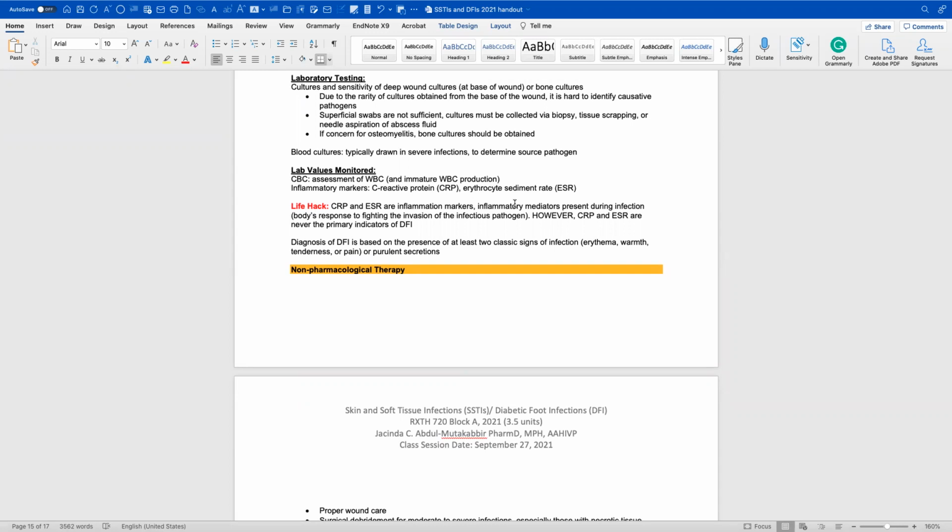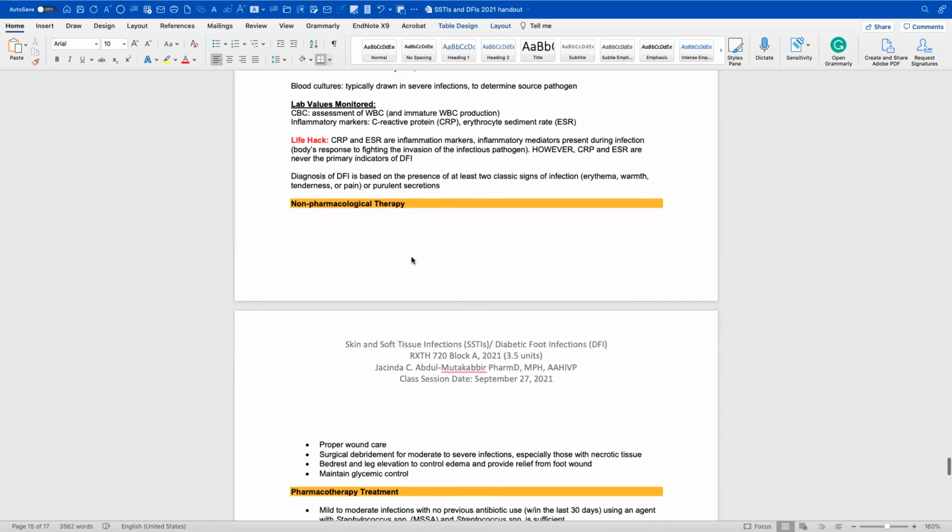So for lab values that we want to continue to monitor, we want to assess the white blood cells often. That is because the presentation of diabetic foot infections typically includes a very high white blood cell count, so you want to trend that and see if it's improving. You also want to look at inflammatory markers. Inflammatory markers are our body's way of showing us that infection is present, but we don't rely solely on CRP and ESR to diagnose these infections.